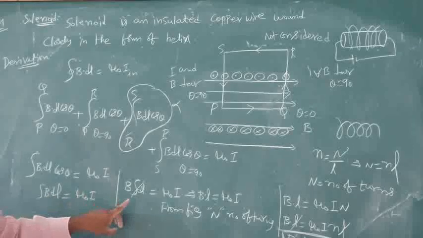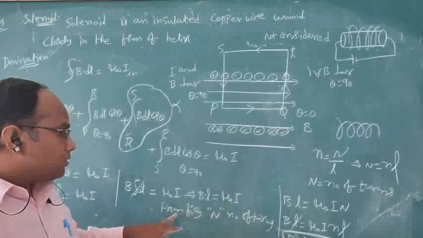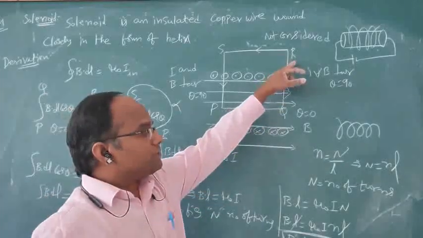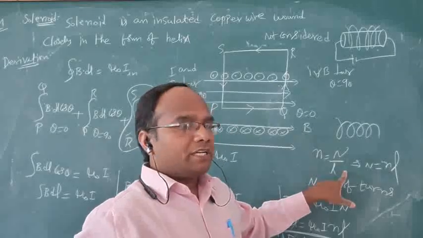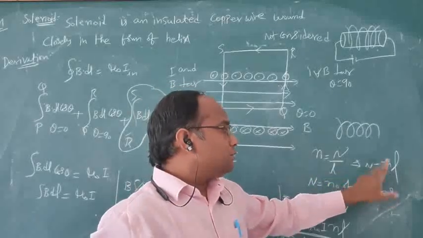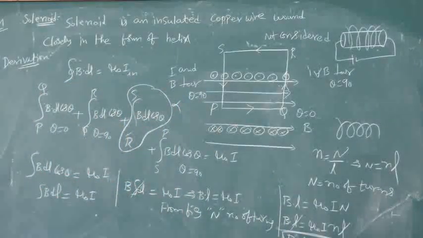So here what is the value? The integration cancels, B into L is equal to mu naught I. From the figure, N is the number of turns. Small n means number of turns per unit length, that we have to know. N is equal to n into L. So we will get B is equal to mu naught n I.